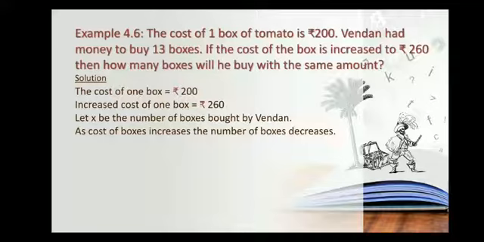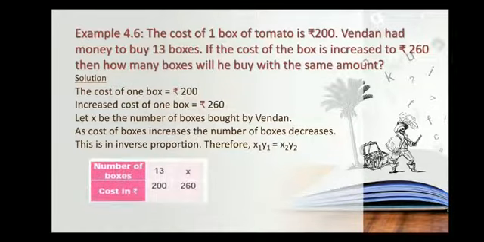So here the quantities are in inverse proportion. Therefore x1 y1 is equal to x2 y2. We have to take number of boxes as x and cost as y. When it is 13 boxes, the cost of one box is 200. When it is x boxes, the cost of each box is 260.